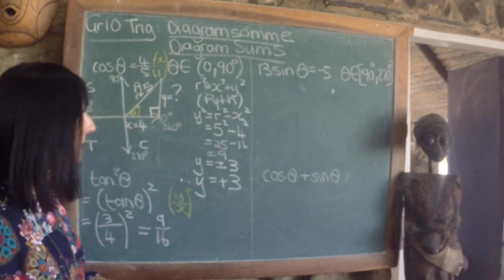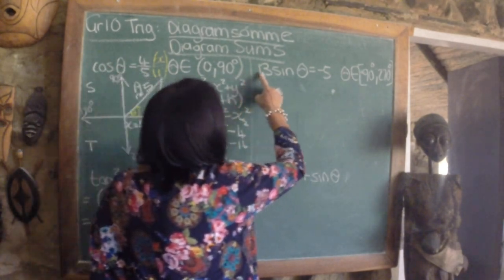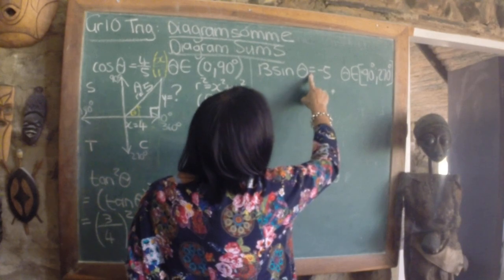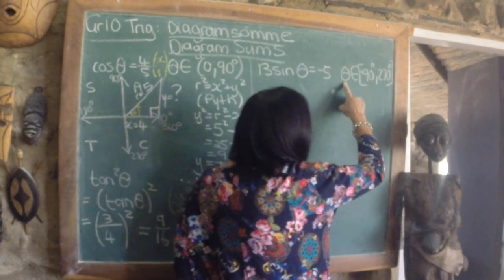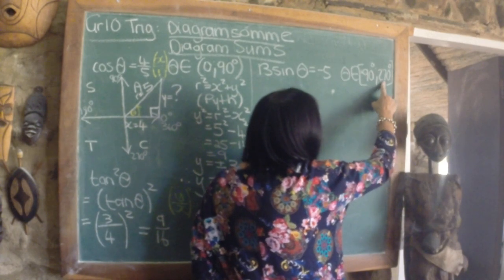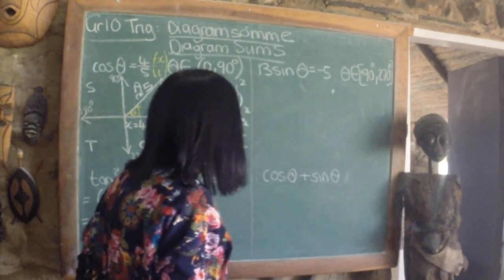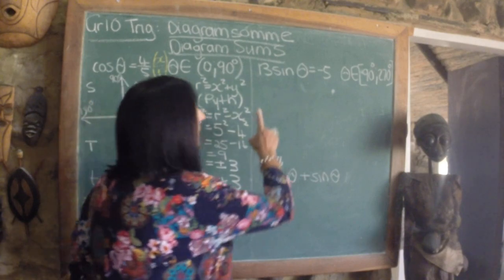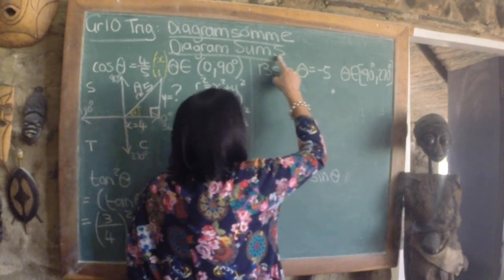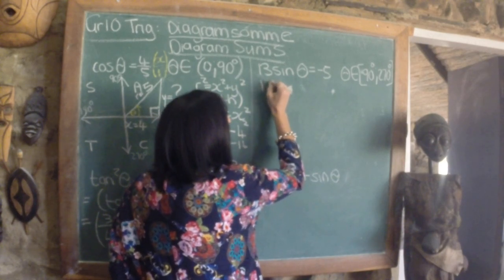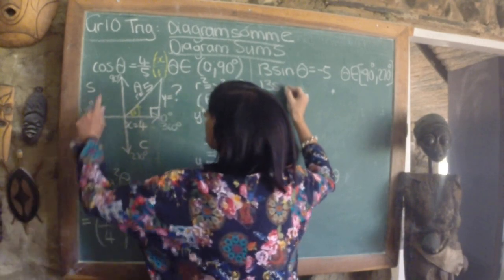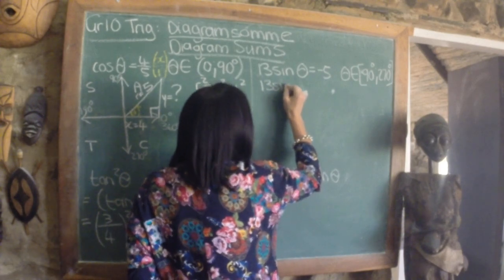Kom ons doen nog so een. Ek het 13 sin theta wat gelyk is aan minus 5 en theta moet lê vanaf 90 tot 270 grade. So let's quickly get this thing in the right format. Hierdie ouetjie is nie in die regte formaat nie. Ek soek net vir sin theta alleen, soos in cos theta alleen was aan hierdie kant.